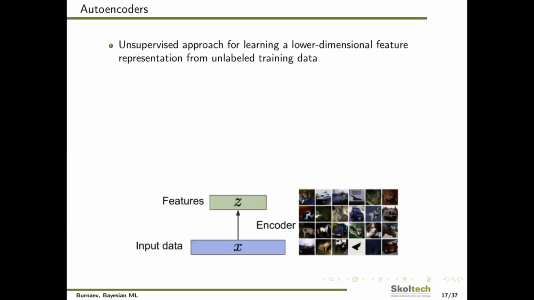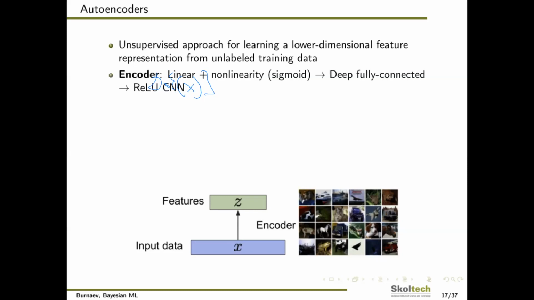So let's start with the very basic autoencoder. Our goal here is to learn, in an unsupervised way, some lower dimensional feature representation of the unlabeled data we have in our training sample. So we have a sample of x's, and we want to train an encoder that provides some features for x, some lower dimensional representation for it.